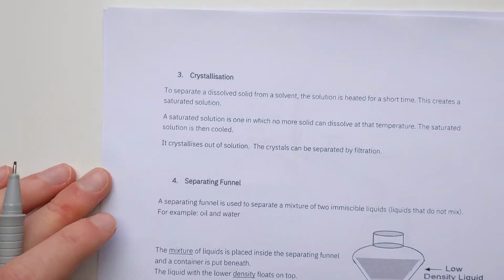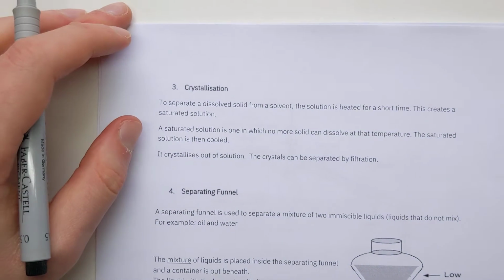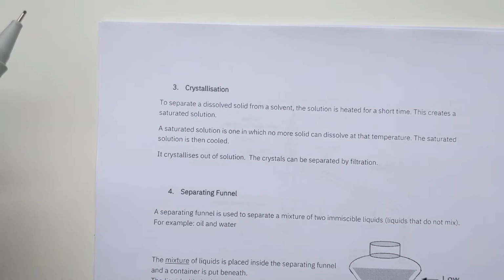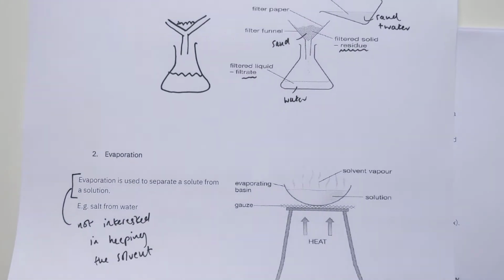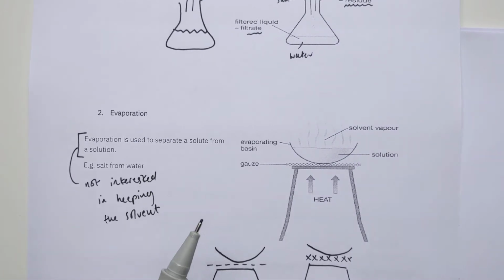Now this third one, it's given its own kind of subcategory. It's not actually a really different separating technique. It's called crystallization. It's pretty much the same as this. So it's the same idea. You've got a mixture of a solid dissolved in a liquid to make a solution. You want the solid back.